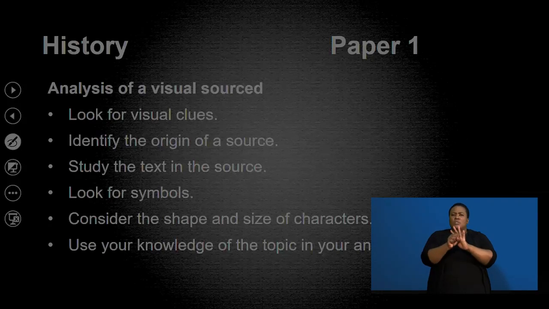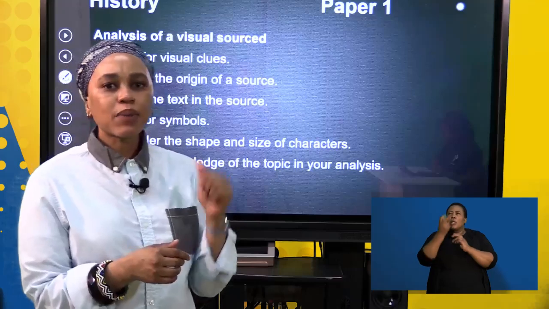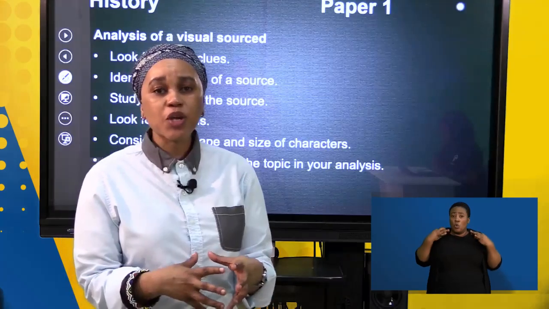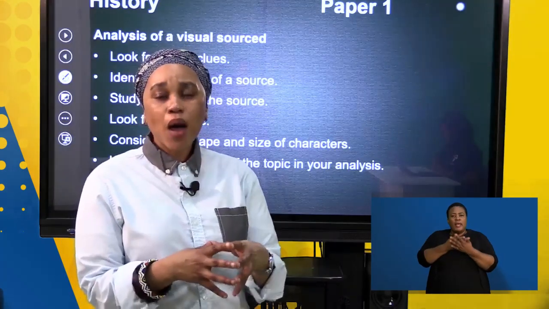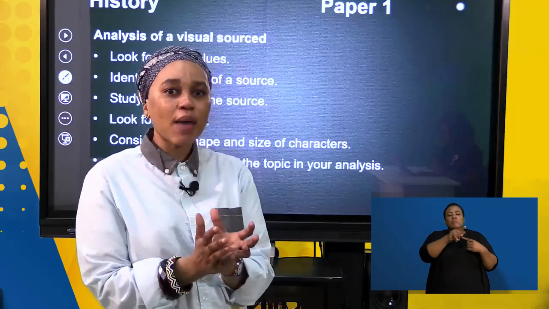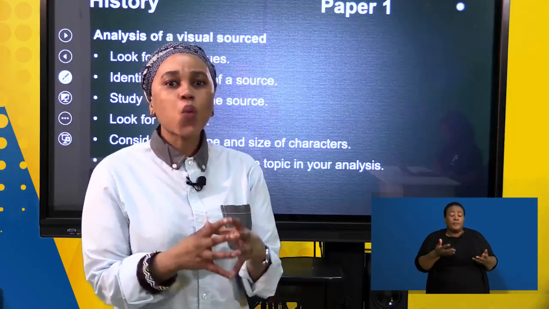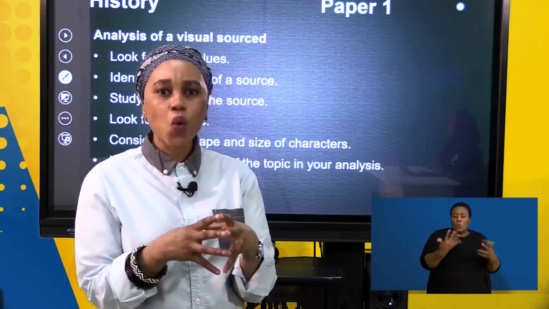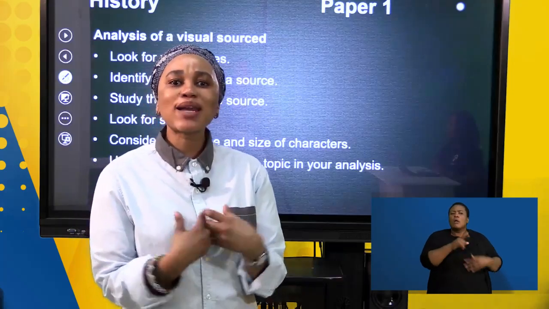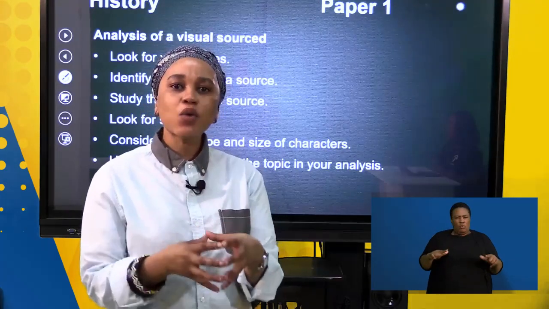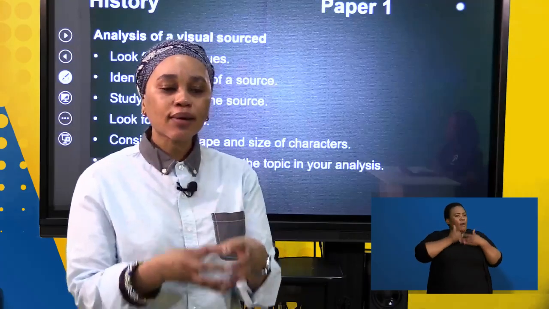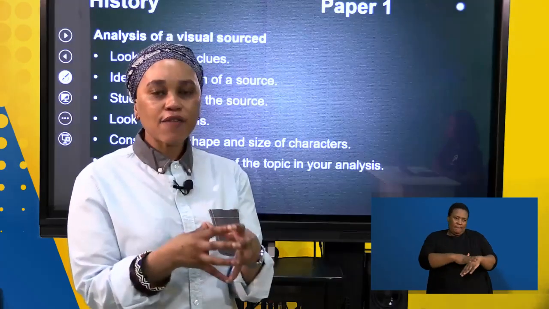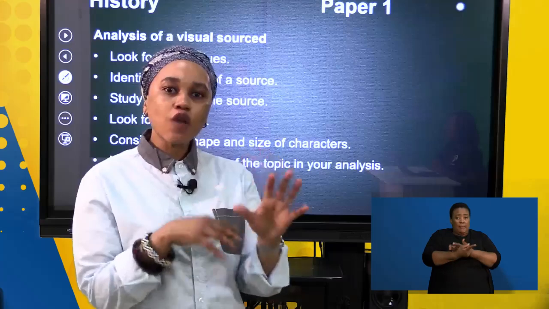So symbols can be things like you need to look at the buildings that are there, you need to look at the clothes that people are wearing, because those things can tell you a lot about the context, where this was happening. If you're looking at a war situation, do you see any weapons in this visual source to show that it was a war situation? You need to look at the body language as well, because the body language helps you understand what was going on and how the people were feeling at that particular time when that event was taking place. So please look for all those things.